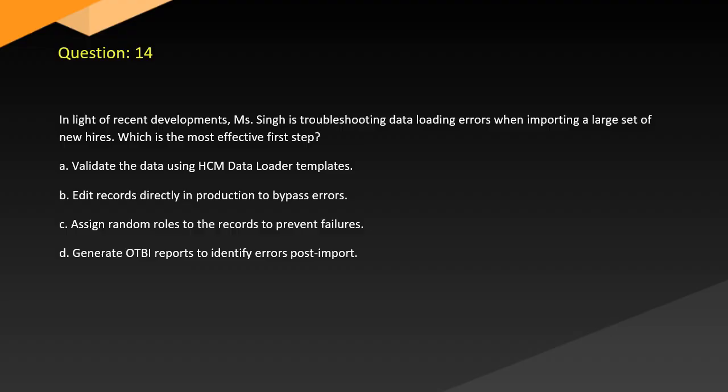Question 14. In light of recent developments, Ising is troubleshooting data loading errors when importing a large set of new hires. Which is the most effective first step? A. Validate the data using HCM Data Loader templates. B. Edit records directly in production to bypass errors. C. Assign random roles to the records to prevent failures. D. Generate OPI reports to identify errors post-import.